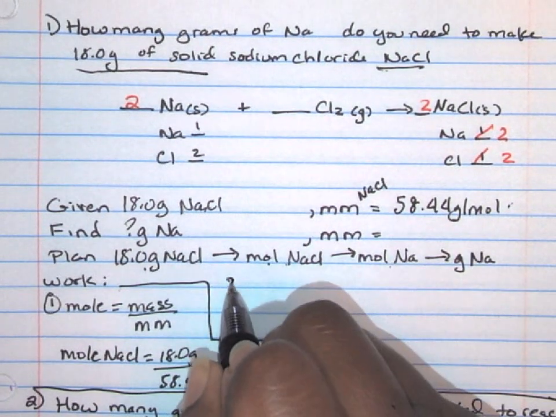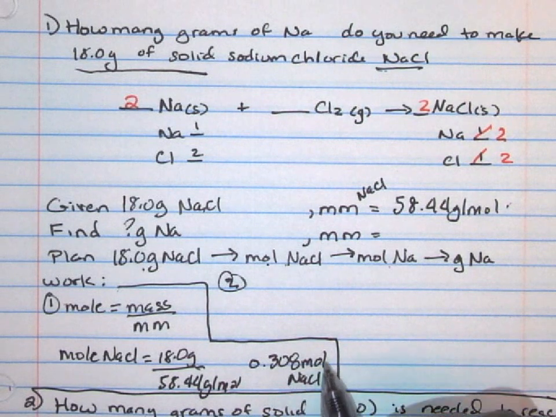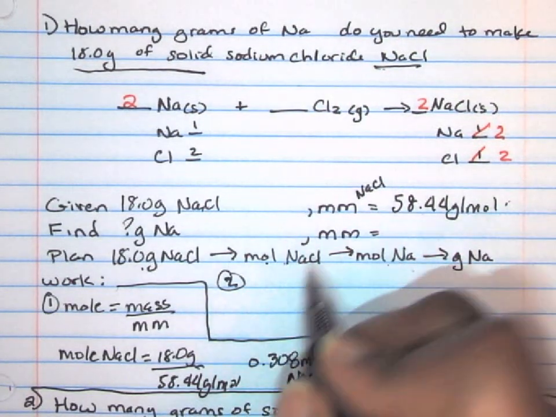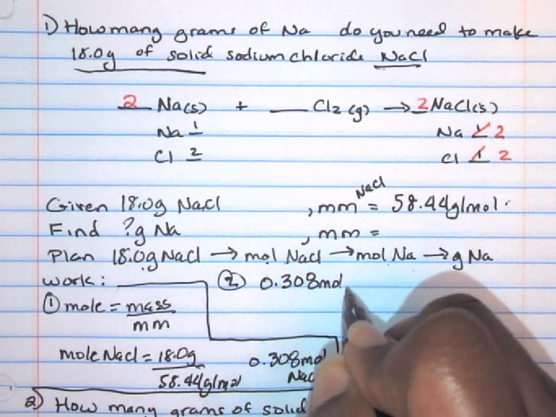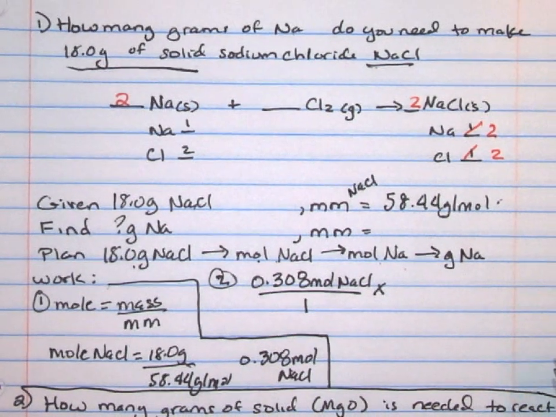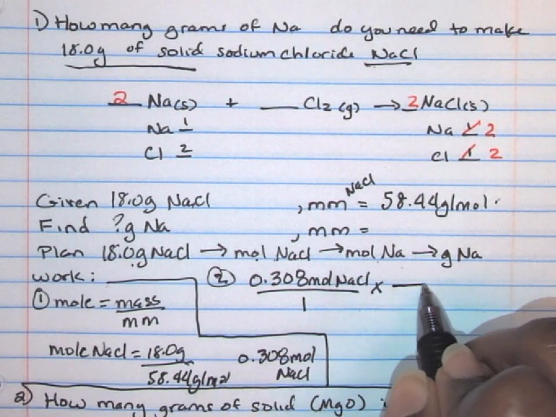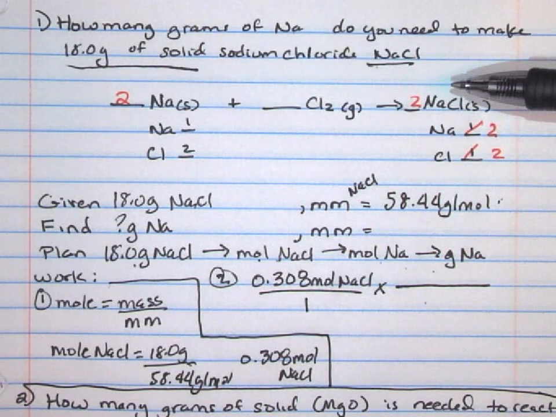Okay, so for step 2, this is where I'm using my dimensional analysis. I have the moles of sodium chloride. I want to get to moles of sodium. So I'm going to take my moles of sodium chloride and put it over 1. The first fraction is over 1 just to make it a fraction. And then I'm going to multiply it by my conversion factor. Remember, this comes from the balanced chemical equation.